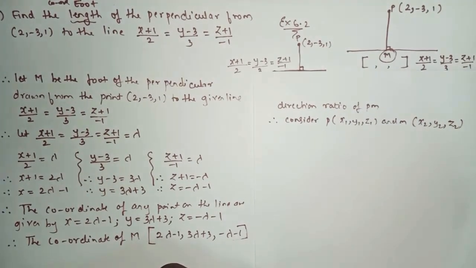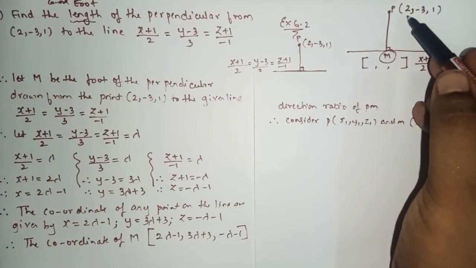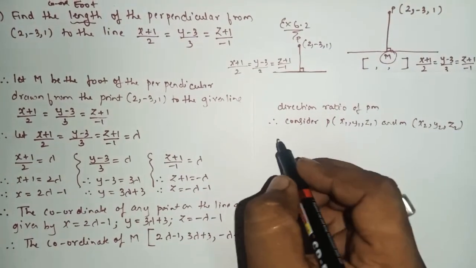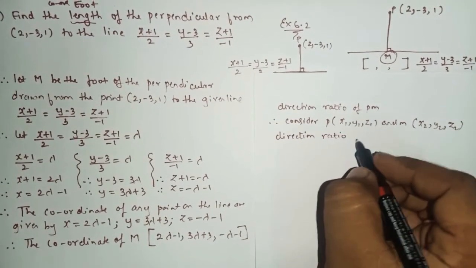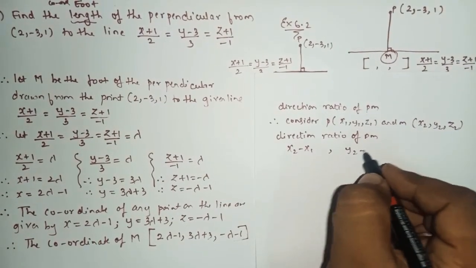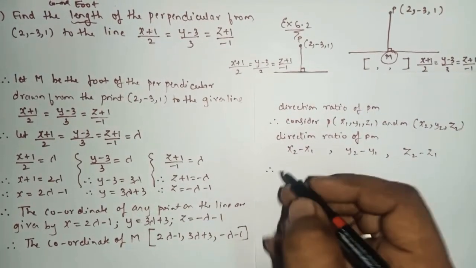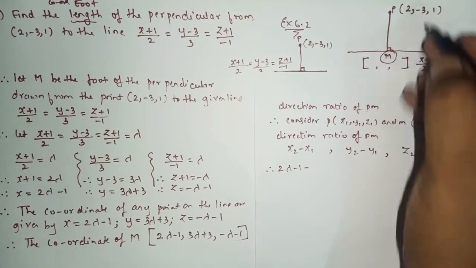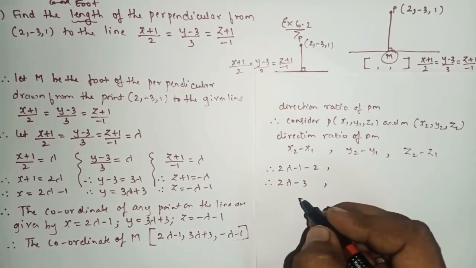Okay, so we'll consider this as x2 y2 z2 and P as x1 y1 z1. So what will be the answer using the concept? The direction ratio of PM will be what? x2 minus x1, y2 minus y1 and z2 minus z1. Yes or no? So x2 is what? x2 is 2 lambda minus 1, minus x1 is what here? 2. So when you solve this part you will get 2 lambda minus 3.